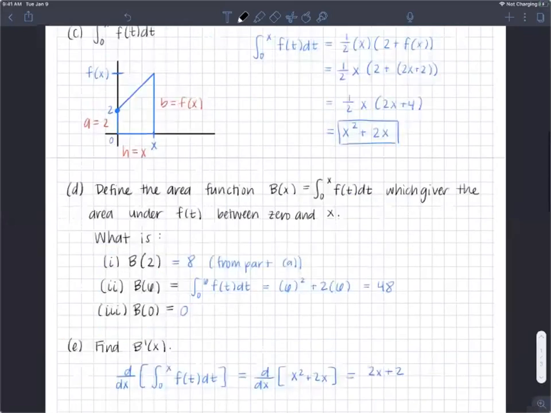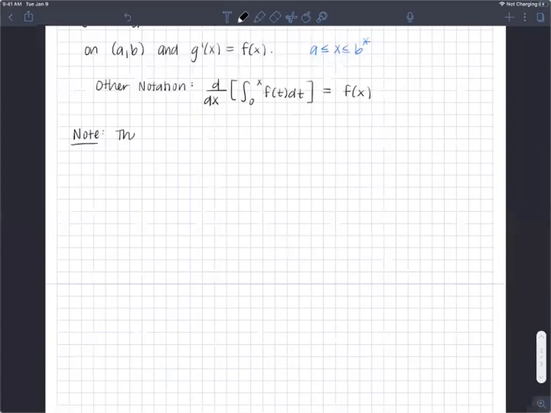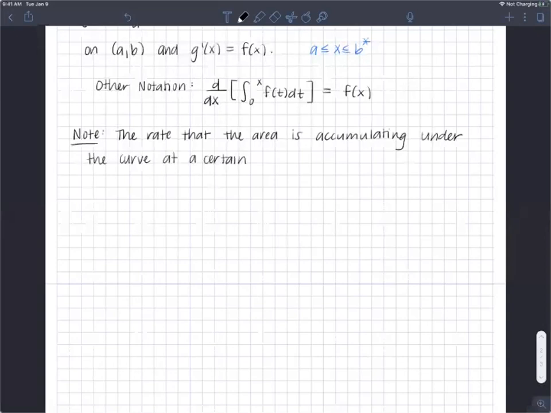Let's write that down in words. The rate that the area is accumulating at under the curve at a certain x value is the same as the height of the curve at that x value.